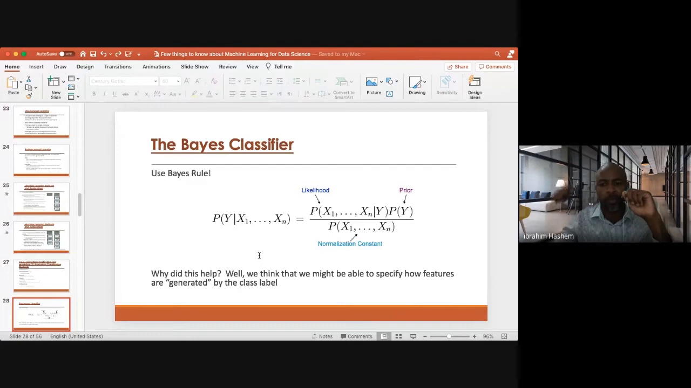So the probability of the event Y given a set of events, let's say X1, X2, until Xn, equals the probability of the set of events that has already occurred, which is X1 all the way to Xn, depending on the number of events you have, given Y, the event that we want to predict, multiplied by the probability of Y, which is the prior, divided by the probability of the events that we already have, which is X1 to Xn. They call it the normalization constant.